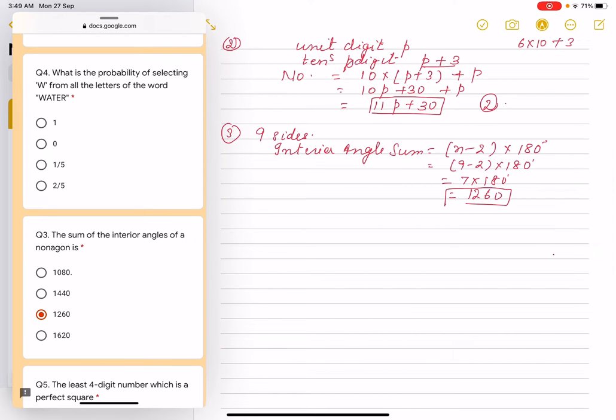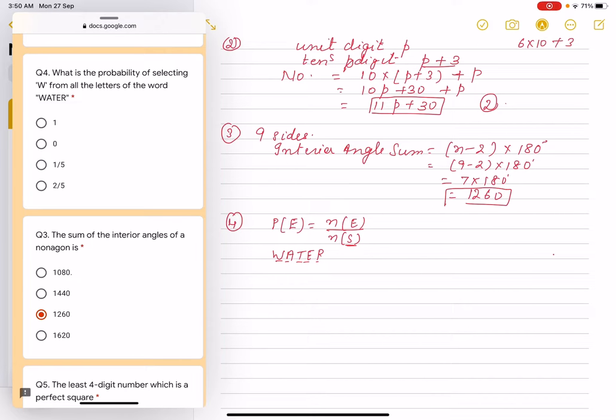Next is question number 4. Probability. We already know probability is chance. So, how do we find out probability? How many times that event comes, divided by the total number of outcomes. So, we see what the word is. Water. How many letters is Water? 1, 2, 3, 4, 5. So, the total outcome is 5.